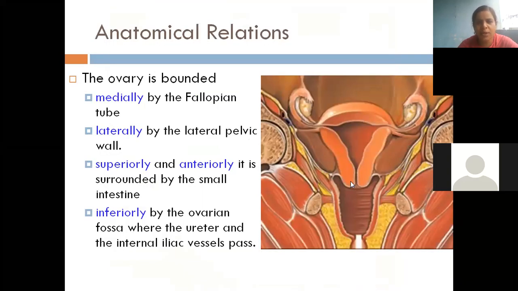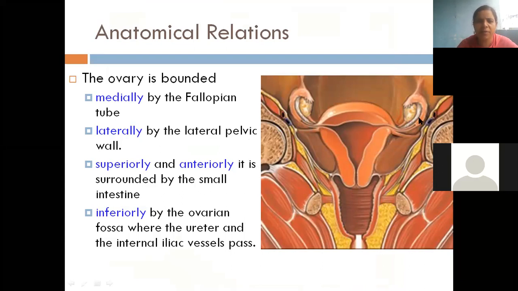So now coming to the relations of ovary. If you observe, this is the pelvic cavity where the ovary is shown. Fundus of the uterus, you can see, these are fallopian tubes. This is also fallopian tube, and here we have the ovary and ovary. So ovary is bounded medially, this is the medial. Medially, it is covered by the fimbriae of the fallopian tube.